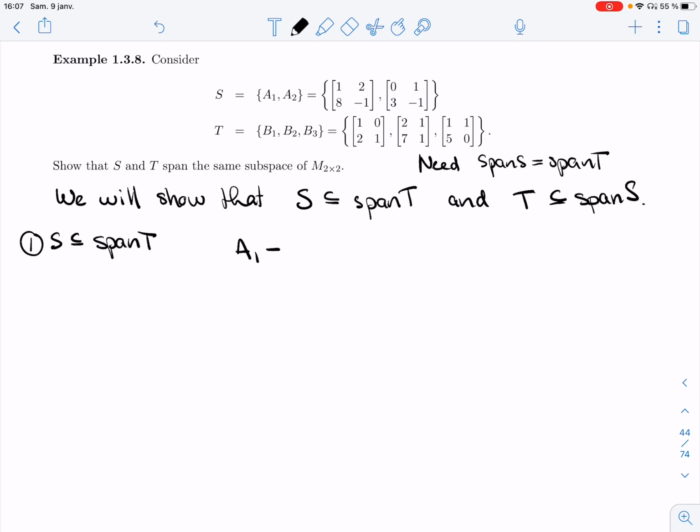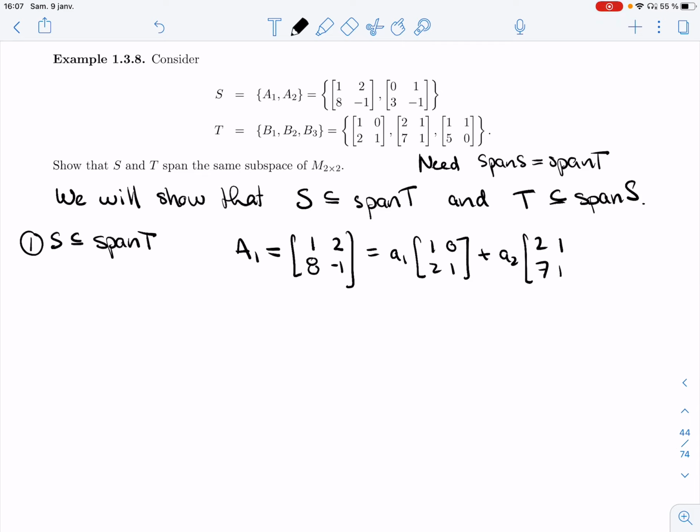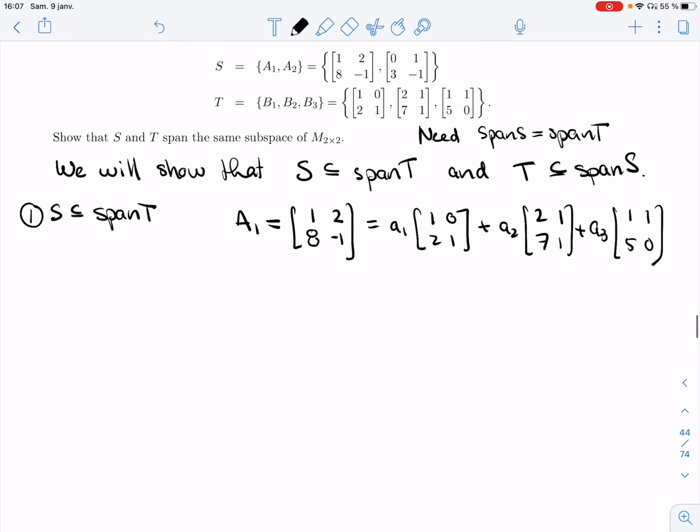I'm going to take A1 to be 1, 2, 8, minus 1. I need to write it as a1 times the first matrix, B1, plus a2 times B2, so 1, 2, 1, 7, 1, and a3 times B3, 1, 1, 5, 0. All right, that's going to give me a linear system.